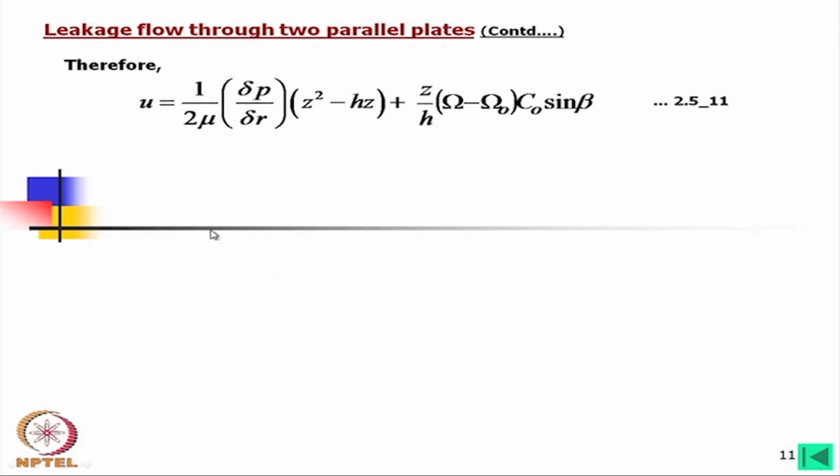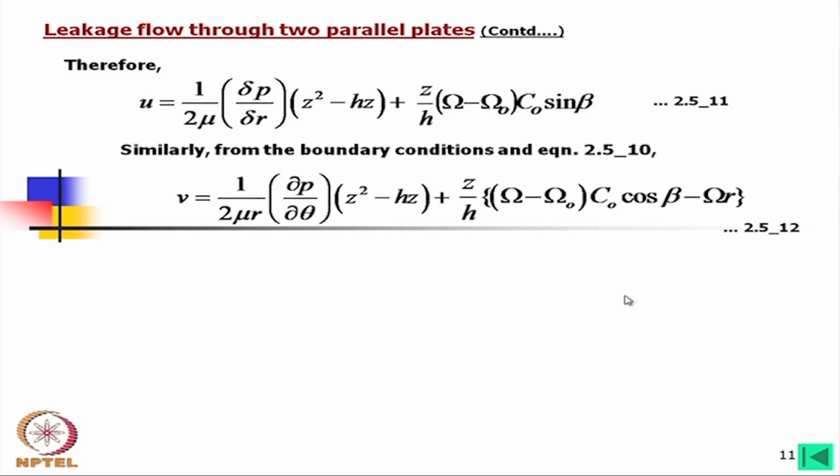Then u will become 1 by 2 mu del p by del r into z square minus h z plus z by h omega 0 c 0 sin beta. Okay.